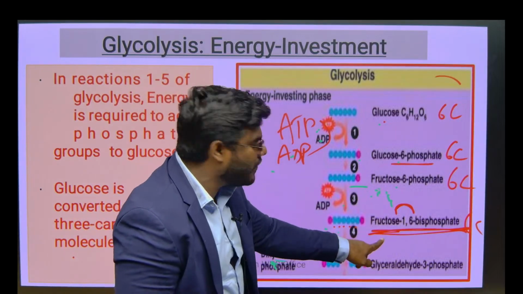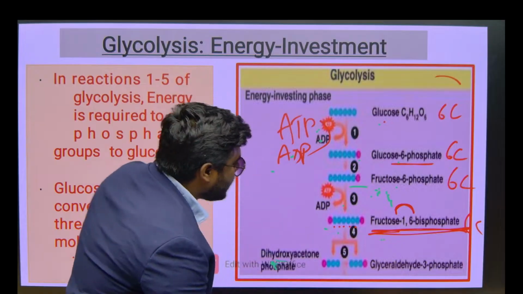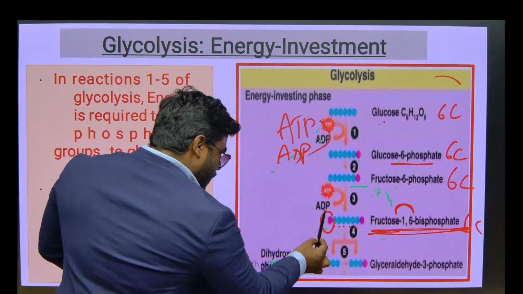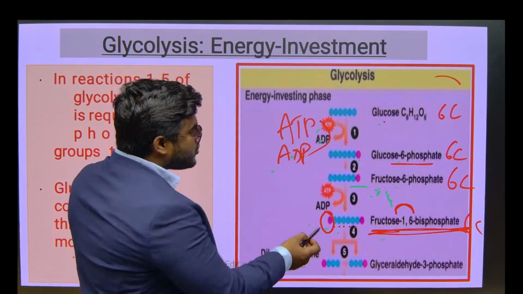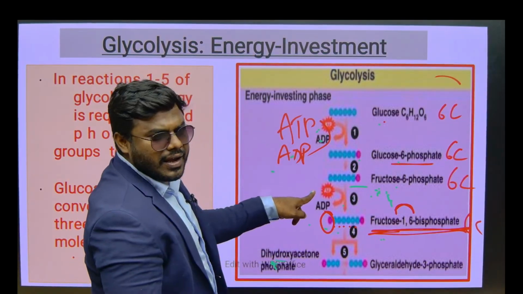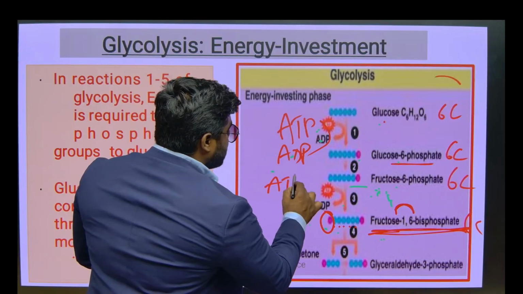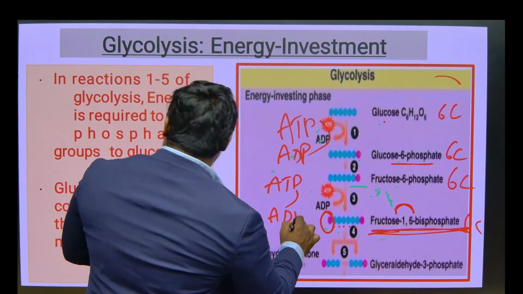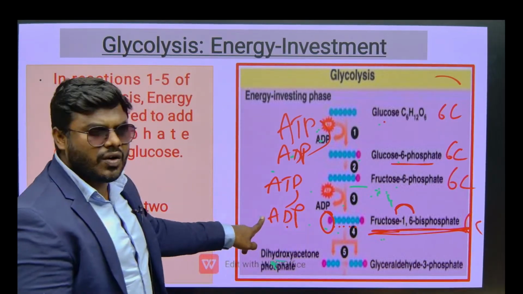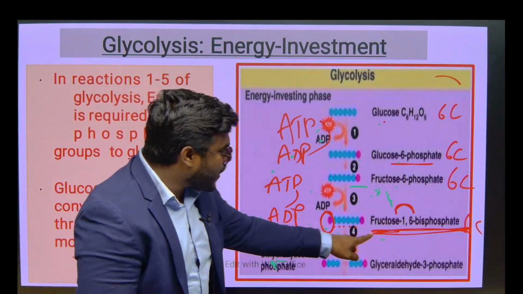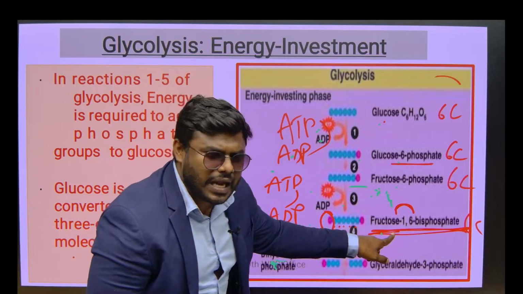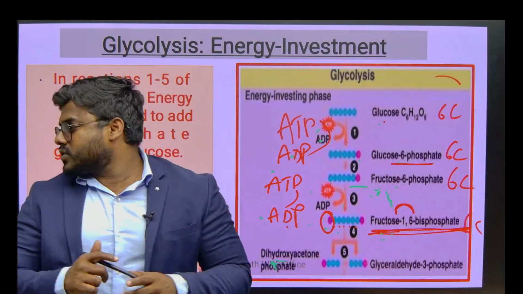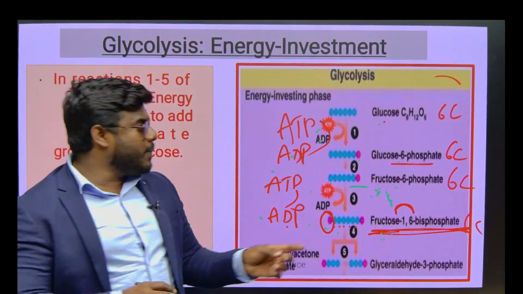Fructose 6-phosphate converted to 1,6-bisphosphate, which means on the first carbon we added 1 phosphate. So again the enzyme is kinase, and someone has to donate the phosphate. Again ATP. So first step we spent ATP and the third step also we are spending ATP. Correct or not? Now what's going to happen? Fructose 1,6-bisphosphate is how many carbon? 6 carbon. No change in the carbon number. And in fructose 1,6-bisphosphate, how many phosphates are there?